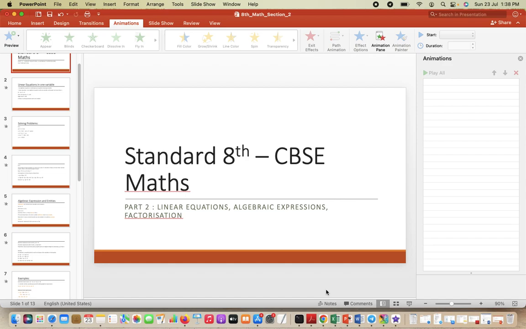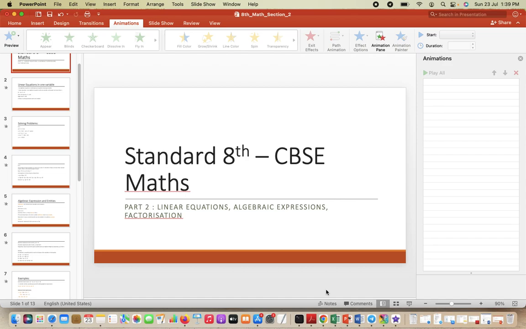Today we will start on this series of Standard 8 Maths, Part 2. This should be just covering linear equations, expressions, and factorization. So these algebra, linear equation, factorization, these are just the foundation topics in Standard 8. You will see a lot more advanced kind of equations and solving them in higher standards like 9th and 10th. So let's see what we have to study today.